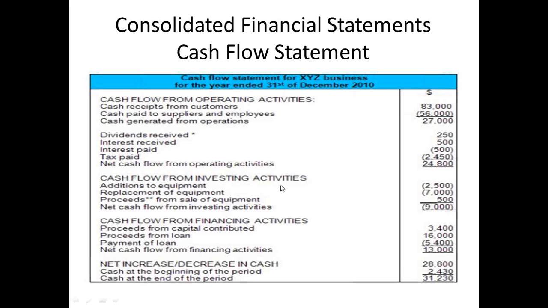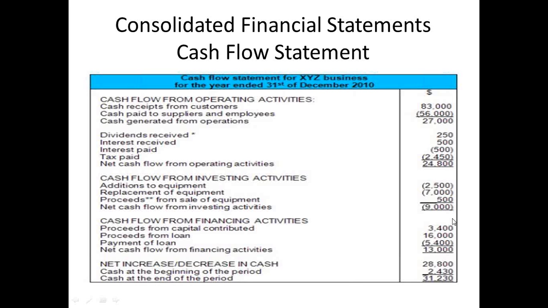The next section down is the additions to equipment. In this particular example, it looks like they paid $2,500 for some piece of equipment, and they had additions to equipment, which may have just been fixing the equipment or upgrading it, and then another $7,000 to replace old equipment. It looks like they sold some of that equipment, but they only made $500 from that, and so the difference between the $9,500 and the positive $500 in cash flow is $9,000.